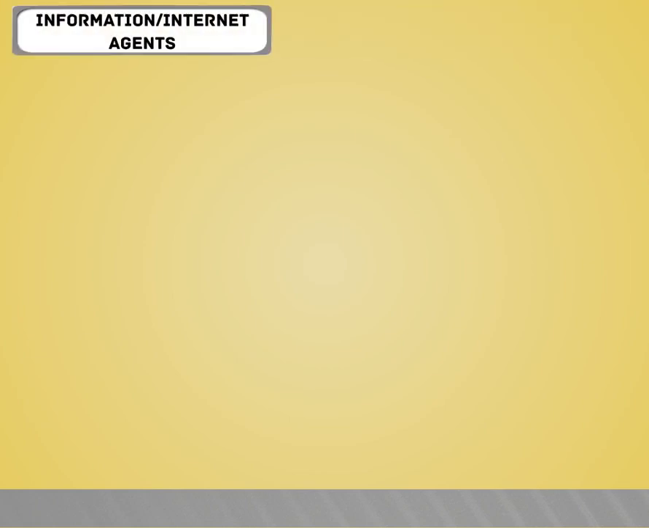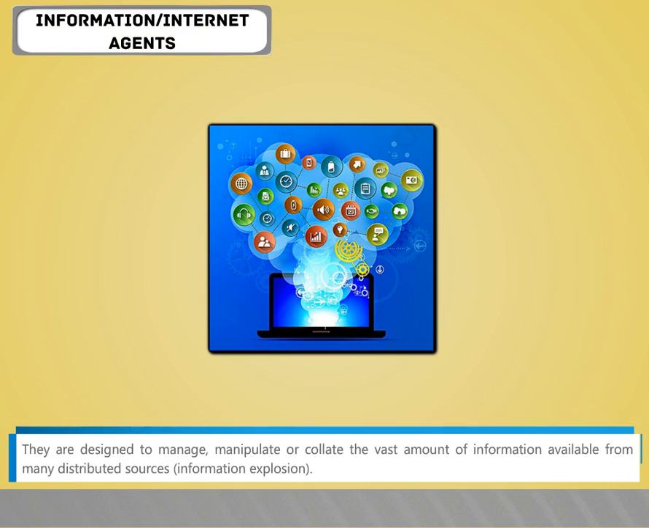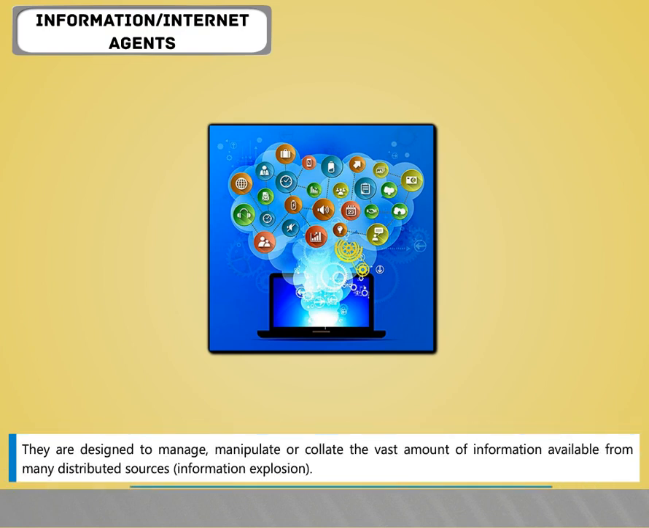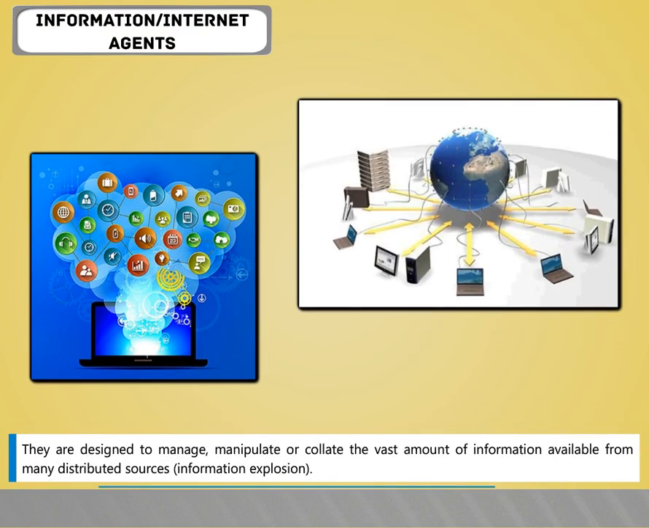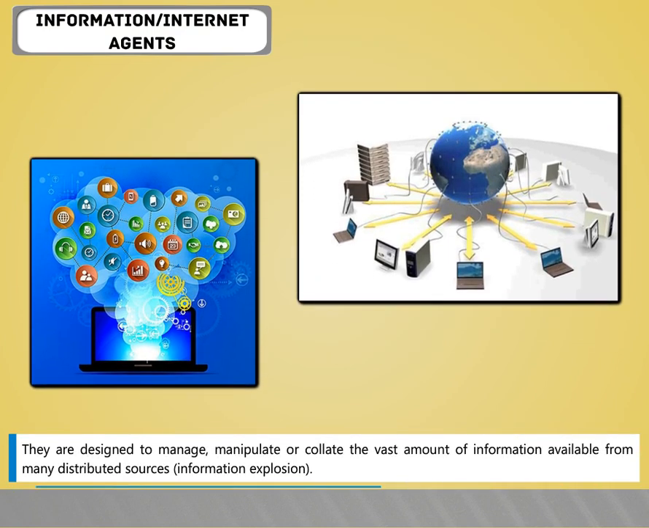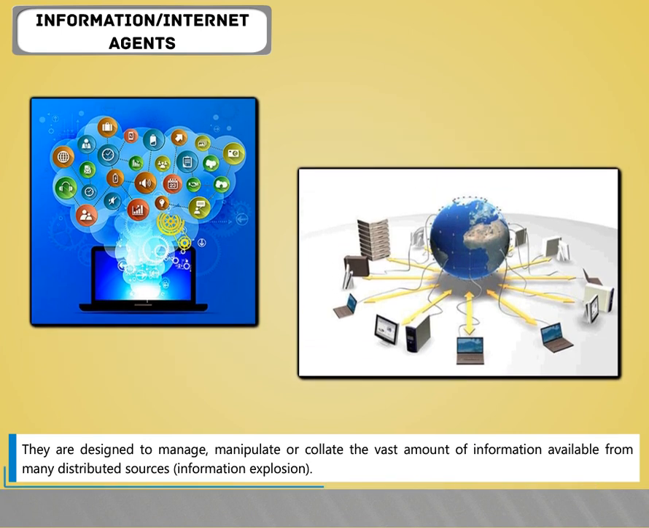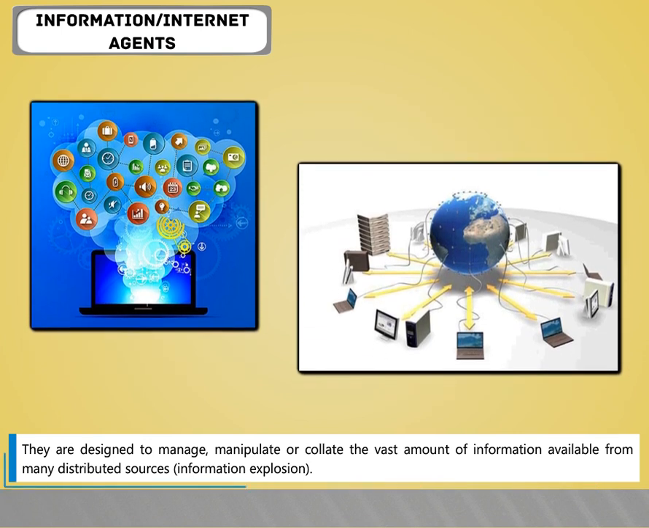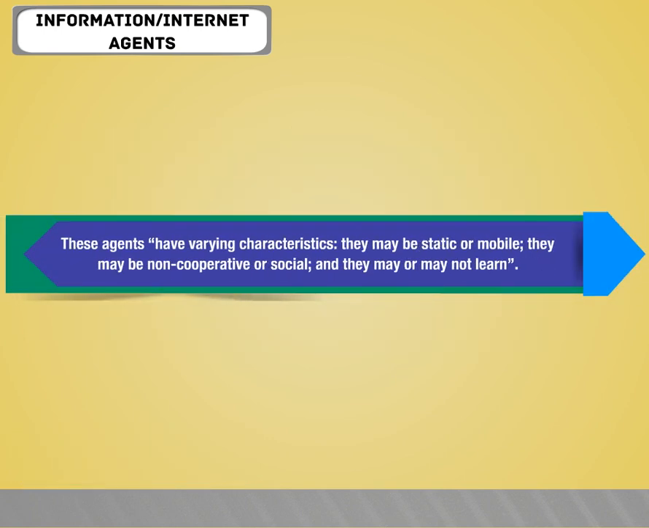Information or internet agents: they are designed to manage, manipulate, or collate the vast amount of information available from many distributed sources, that is, information explosion. These agents have varying characteristics. They may be static or mobile, they may be non-cooperative or social, and they may or may not learn.